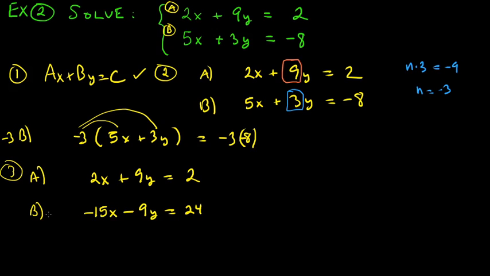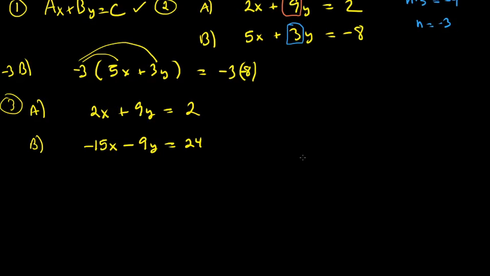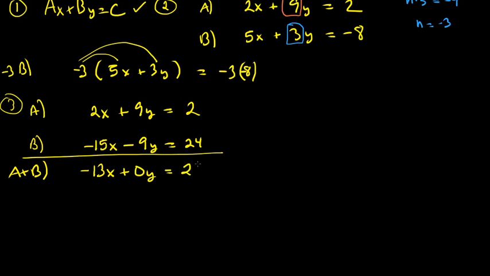What was step 3? Well, hopefully it's kind of obvious now. We have a positive 9y, we have a negative 9y. When we add the two equations, equation A plus equation B, what do we get? We get 2x plus negative 15x, which is negative 13x. We get 9y plus negative 9y, which is 0y, or just 0. And on the right side, we get 2 plus 24, which is 26. So we get negative 13x is equal to 26.